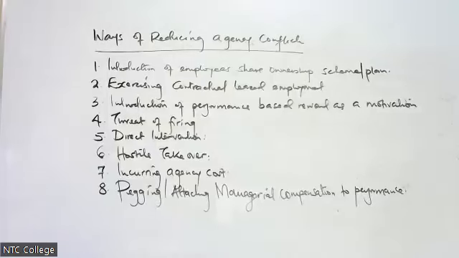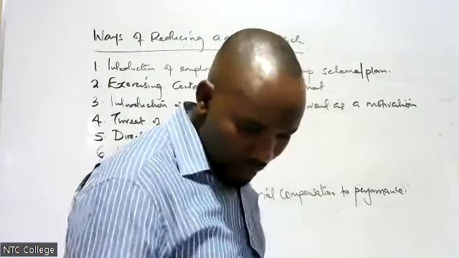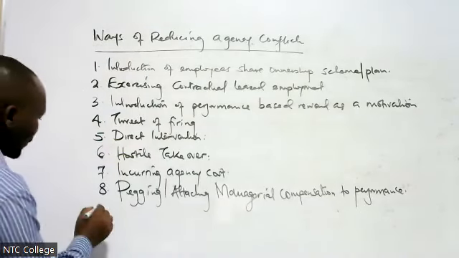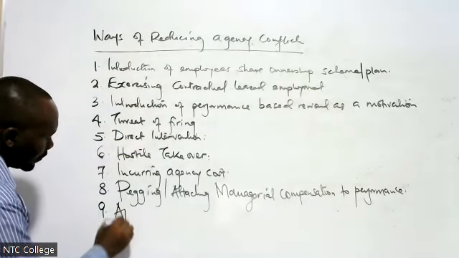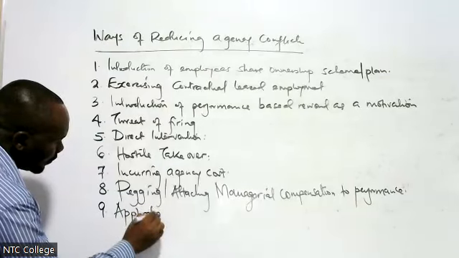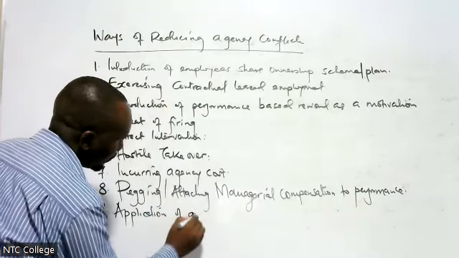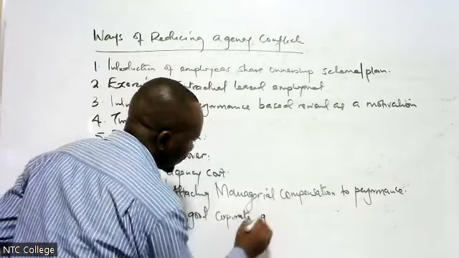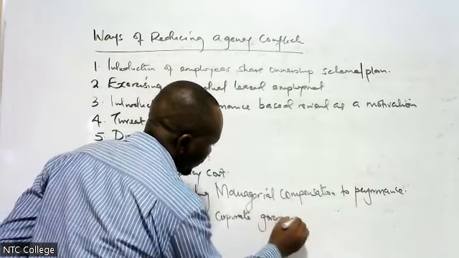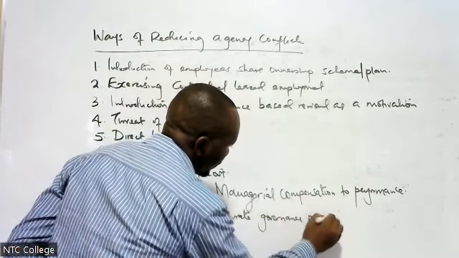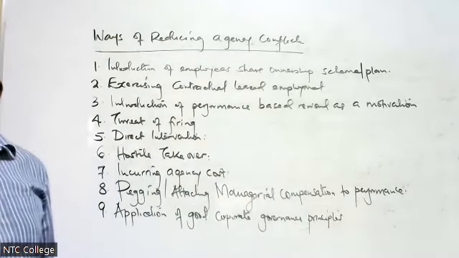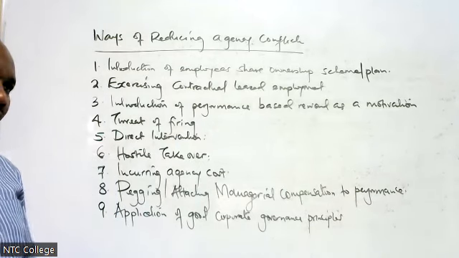So these are the ways of reducing agency conflicts between the shareholders and the management. The last one is application of good corporate governance principles. Application of good corporate governance principles will tell them how they should be able to manage the company.